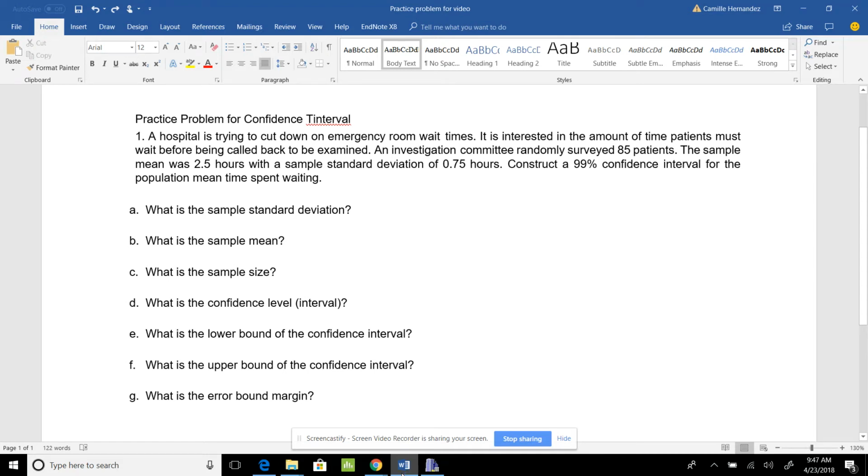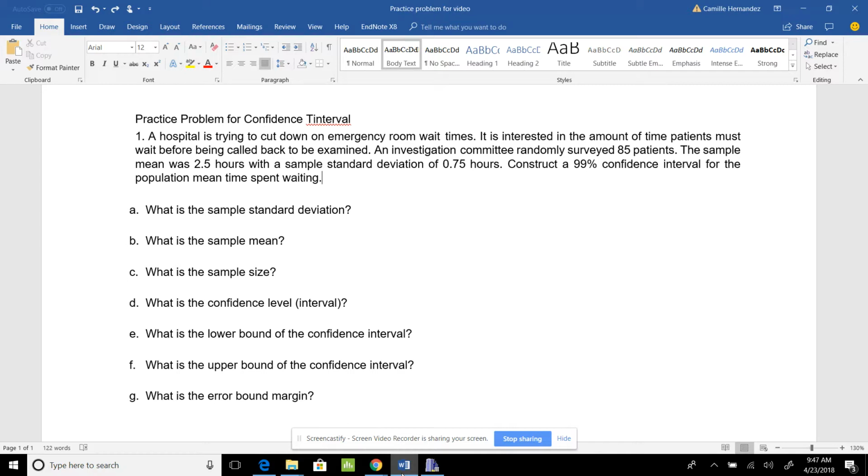So let's do a practice problem for confidence using the t-interval. And again, remember, this focuses on confidence intervals that don't have the population standard deviation. So a hospital is trying to cut down on emergency room wait times. It is interested in the amount of time patients must wait before being called back to be examined.